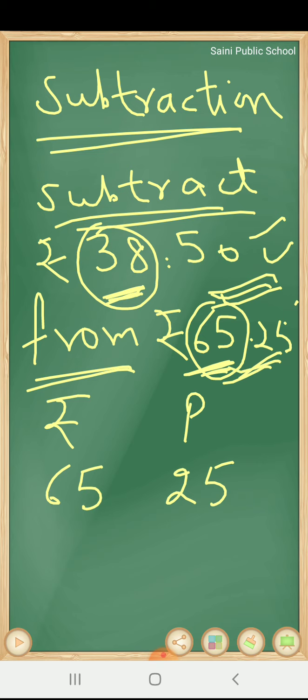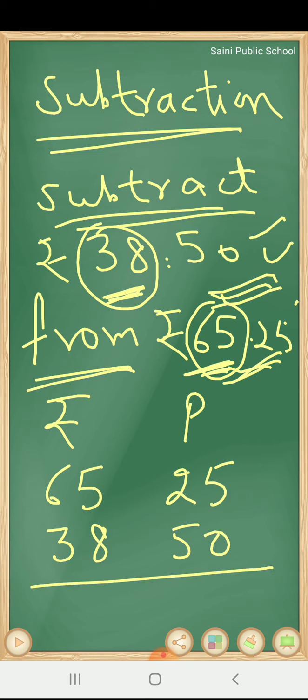Now the second number is 38 rupees 50 paisas. So I will write here 38 and here I will write 50. Now start doing subtraction. Here put a sign of minus. Now start doing the subtraction from the right side. Now 5 minus 0, here 5.